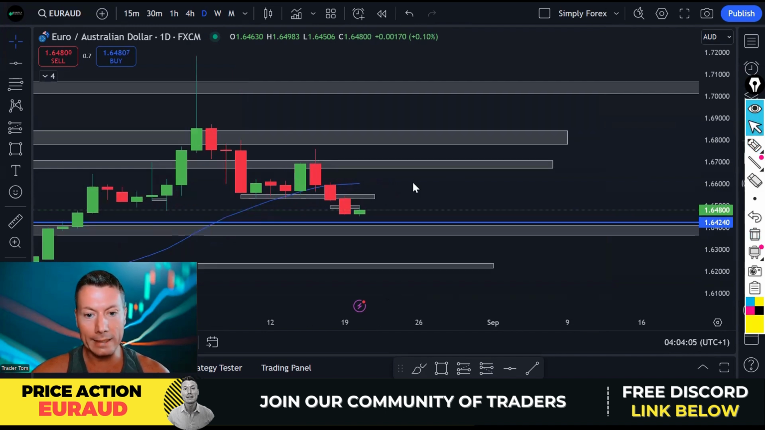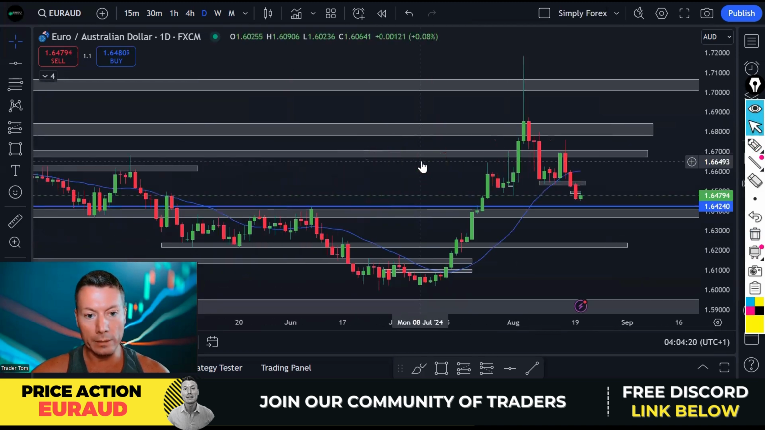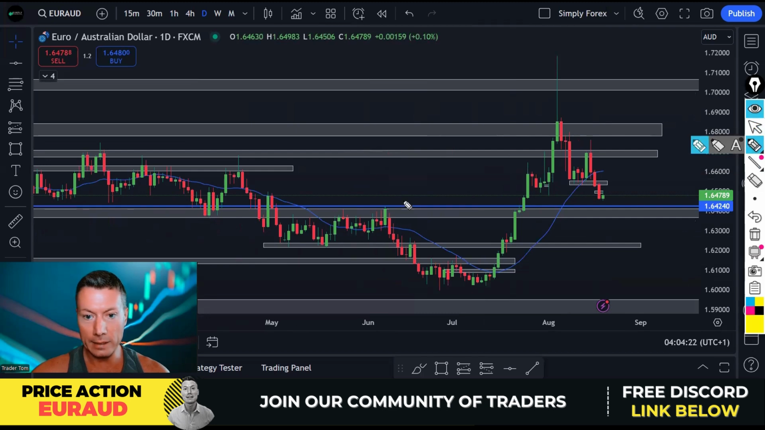Then you need to understand key support and resistance levels. This was a key support level that was broken. The next key support level is this one down here, this grey zone here. If I zoom out, you can see that price has been reacting at this level. Pinpoint your levels, right?